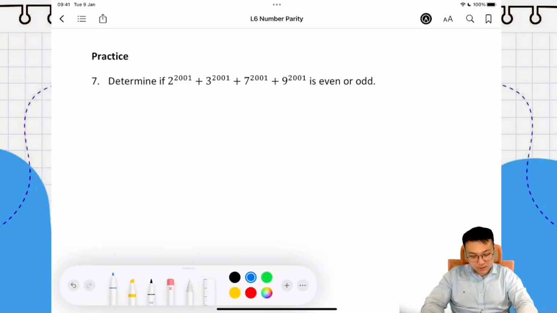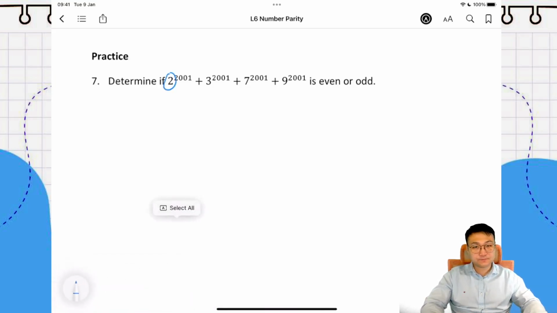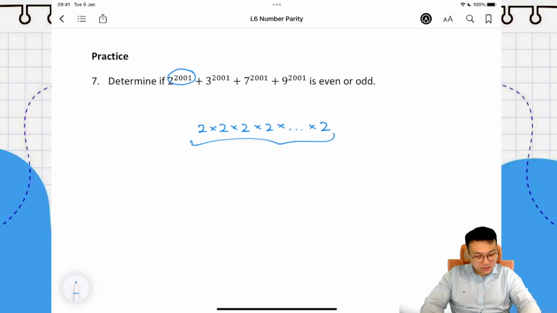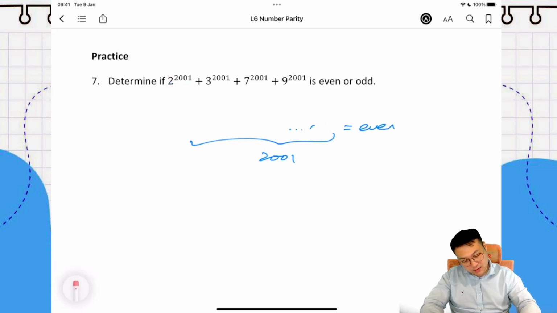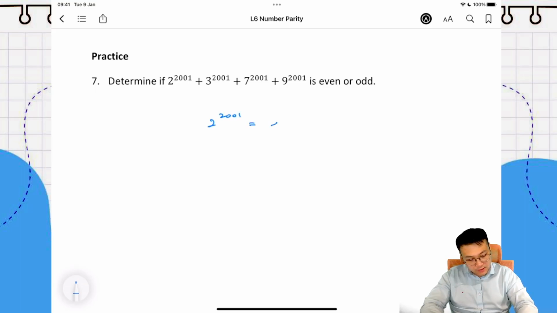First, I would like to ask you, number 2, is this an even or an odd number? Even. So if I have an even number multiplied by an even number, what will I get? Even or odd? Even. Continue multiplying by even number. Is it still even? Yes. Continue. Is it still even? So if I multiply this 2001 times, will it still be even or odd? Yeah, so this is even. Okay, very good. So 2 to the power of 2001 equals an even number.